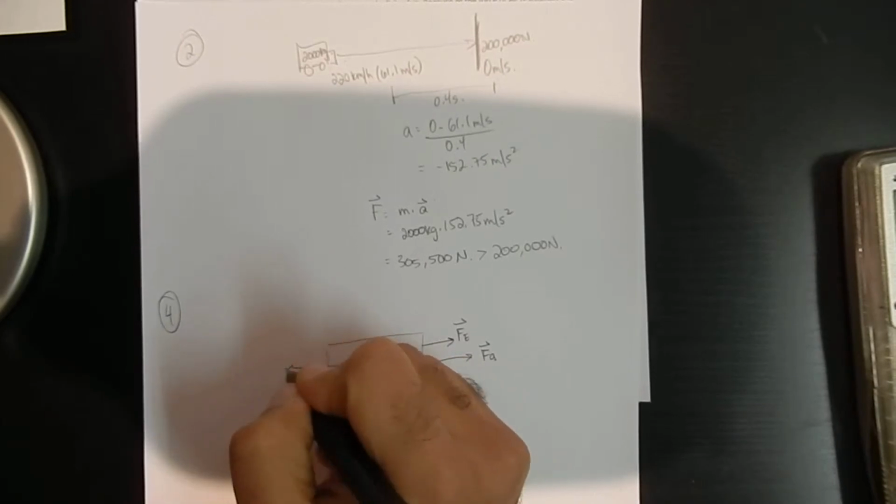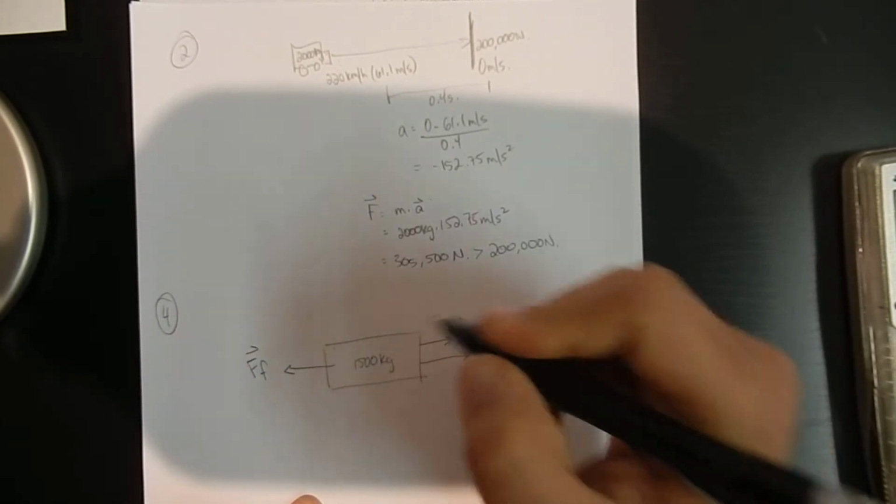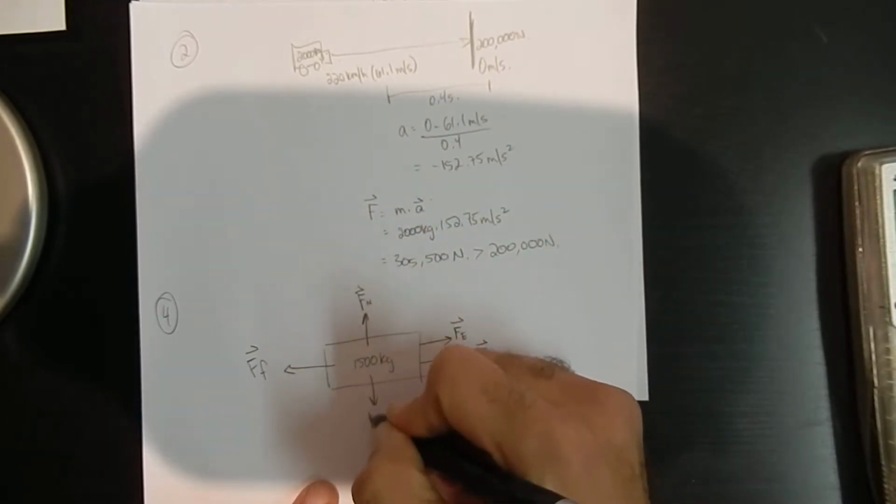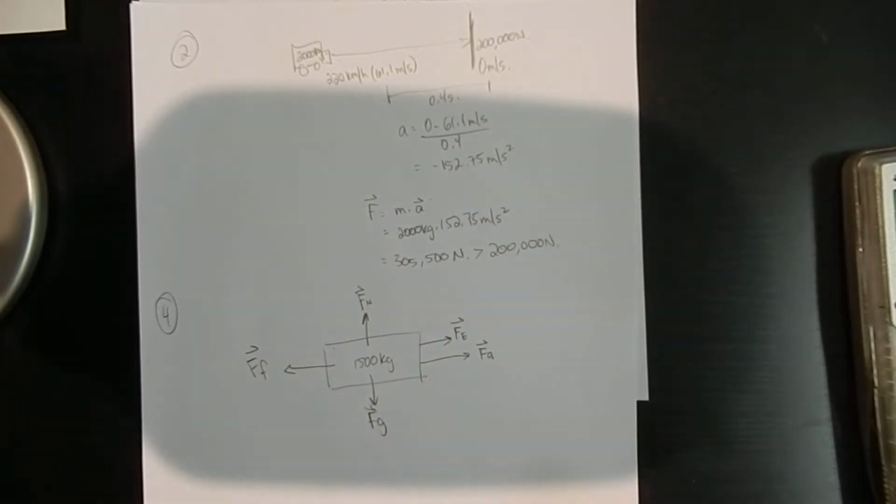The force of friction is making it difficult to push. It's got a normal force. It's got a gravity force. All right?